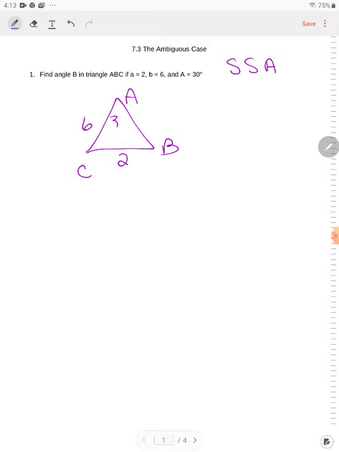In the last two videos, we've looked at finding sides of a triangle and angles of a triangle using the law of sines or the law of cosines. So what happens if we're given a side-side-angle? Let's draw a triangle here, A, B, C. Side a is 2, side b is 6, and the measure of angle A is 30. The first two numbers were side lengths, so I'm going to use the law of sines to solve this.